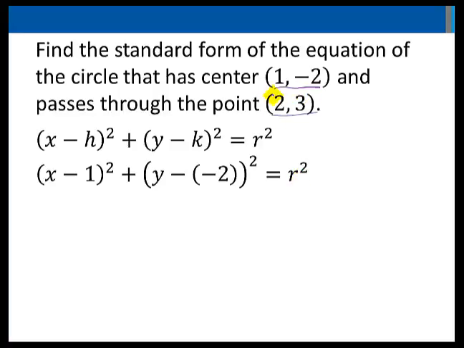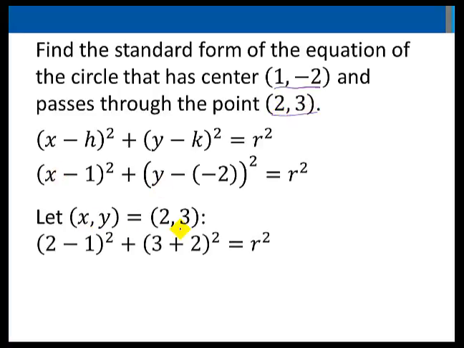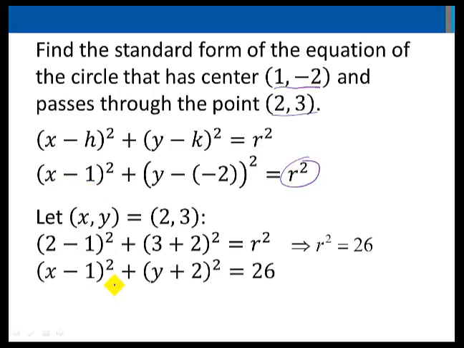Next, I can use this point that happens to be on my circle. I will plug the values of 2 in for x and 3 in for y. And if I do that, I have (2 minus 1) squared plus (3 plus 2) squared equals r squared. This way I can solve for r, and this will give me r squared equals 26. Actually, I don't need to solve for r. All I need is r squared here. And so I'll write the equation then. (x minus 1) squared plus (y plus 2) squared equals 26. And this will be the equation of our circle.